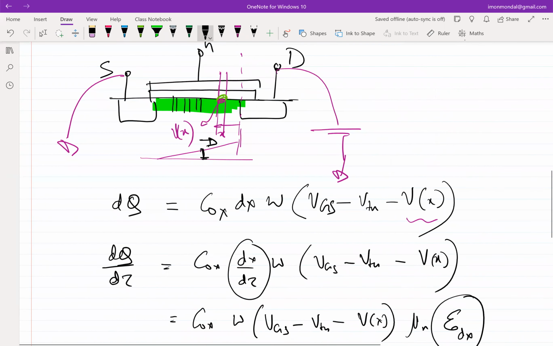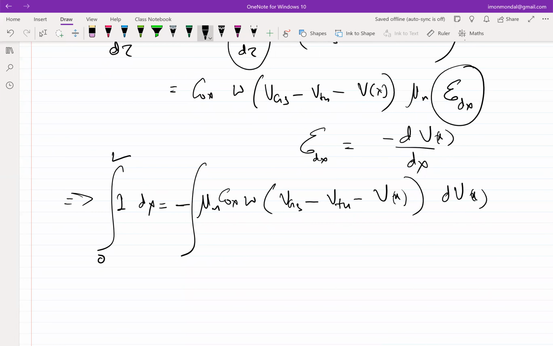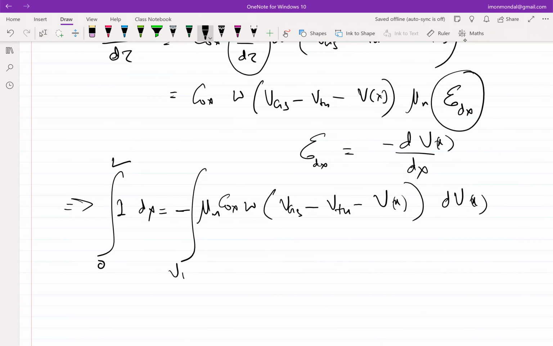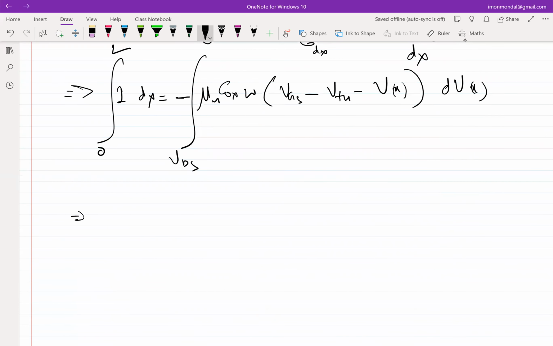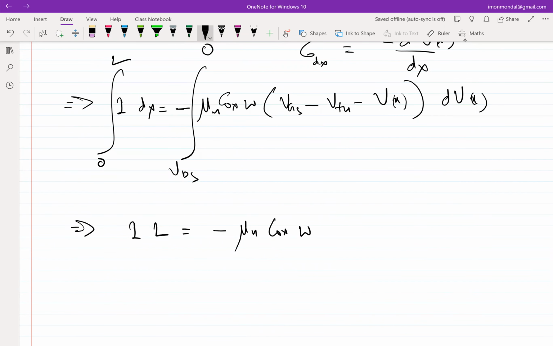And dx, x varies from 0 to L, right? X varies from 0 to L, and Vx varies from 0 to VDS. No, VDS to 0. Yes. My x equal to 0 is this. This is x equal to 0, right? So this goes from VDS to 0. So I times L is minus mu n Cox W times VGS minus VTH times VDS, and the other term becomes minus half of VDS squared.